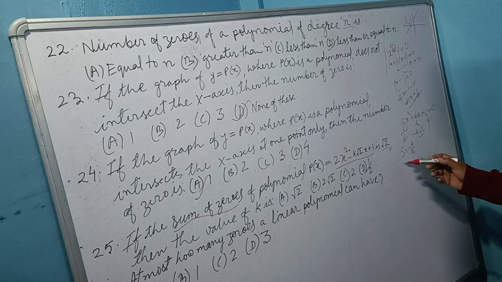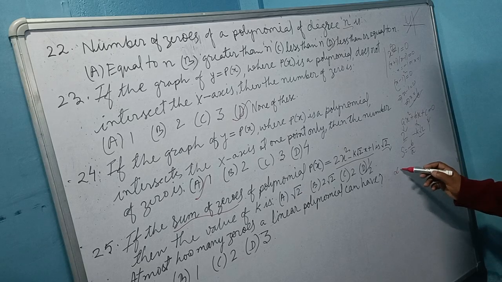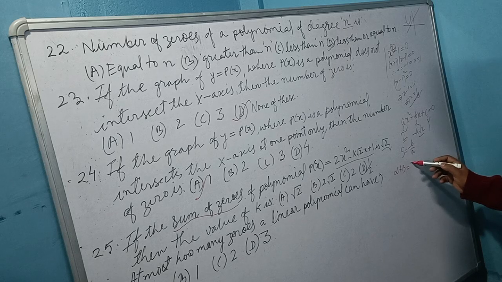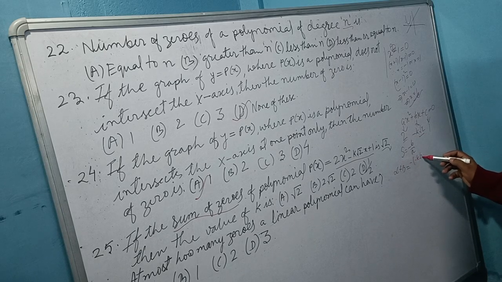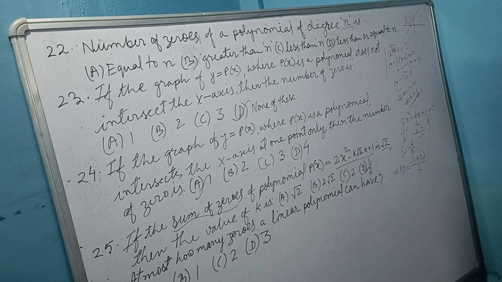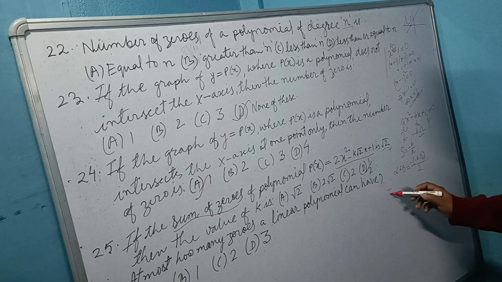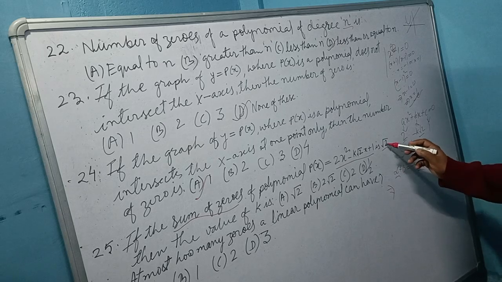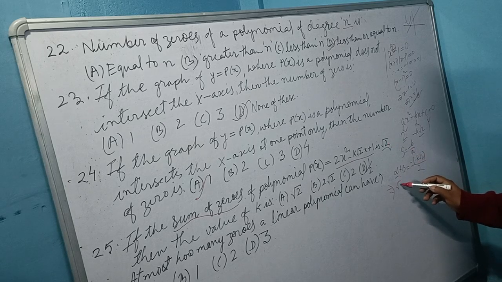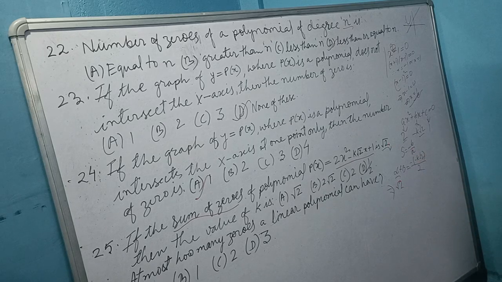So here we consider one zero as alpha, another zero as beta. So the sum of zeros is minus b by a. Minus b is what? Minus k root 2. And a is what? It's 2 here. Clear? Do the calculation. Now here we are getting alpha plus beta as given, root 2. Yes or no? Now you have to find what? Here the value of k.